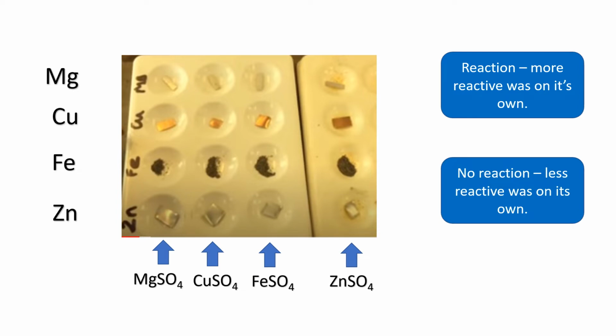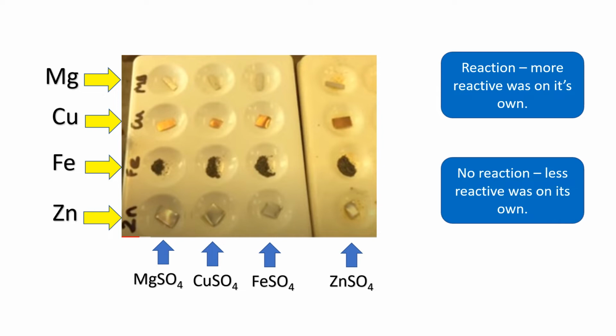You can see at the bottom there, I've got my liquids, my compounds: magnesium sulfate, copper sulfate, iron sulfate, and zinc sulfate. It doesn't have to be a sulfate, it's just got to be part of the compound. And then I've got all my magnesium ribbons here. There's my copper pieces, my iron powder, and my zinc pieces. So those are the elements that I'm going to be reacting with the compounds.